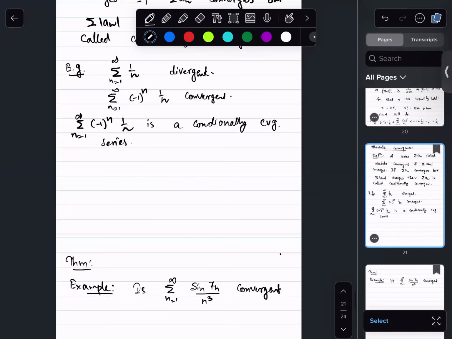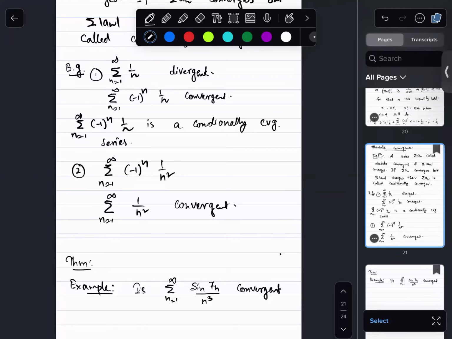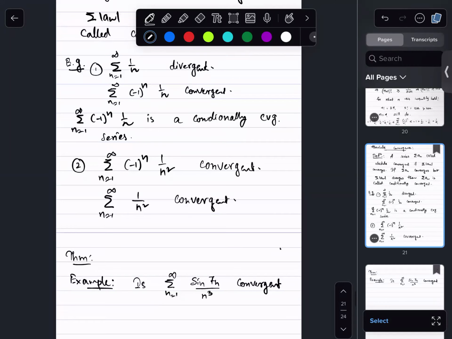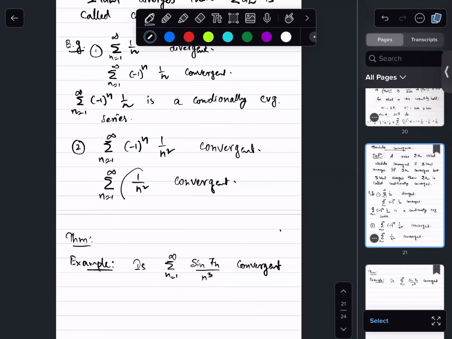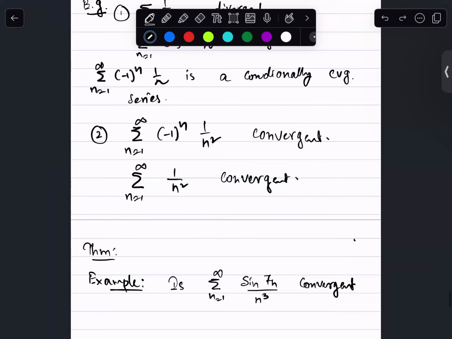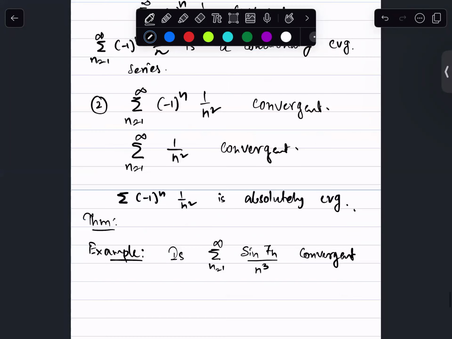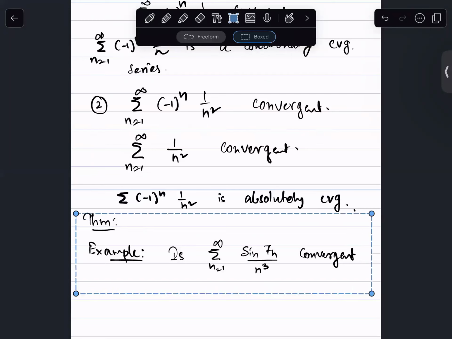On the contrary, if we take minus 1 to the n, 1 over n square, then the magnitude of the terms will be just 1 over n square. I know that by the p-series test, this is convergent. And if you use the alternating series test, you'll get this series to be convergent as well. So no matter if I take the magnitude only or the alternating series, both of those are convergent in this case. So my original series, minus 1 to the n, 1 over n square, is absolutely convergent. Okay. I hope things are making more sense.